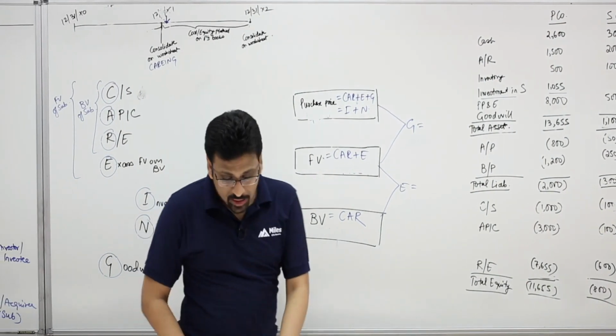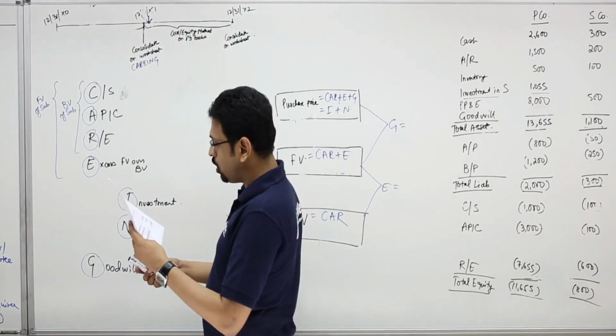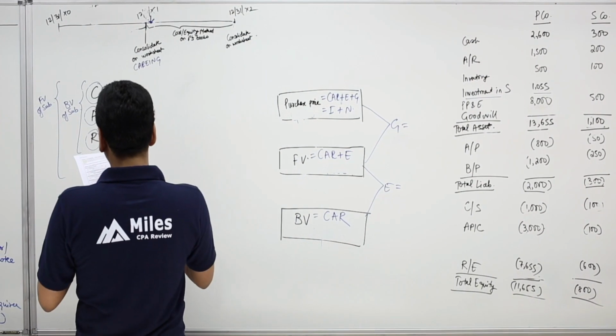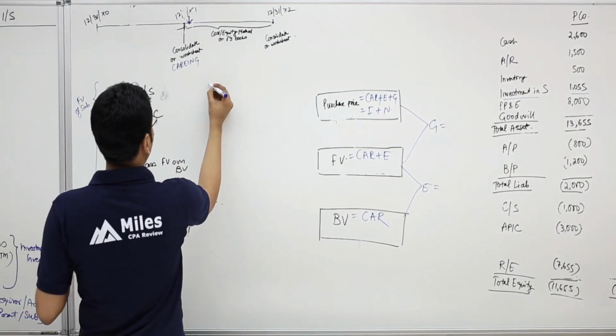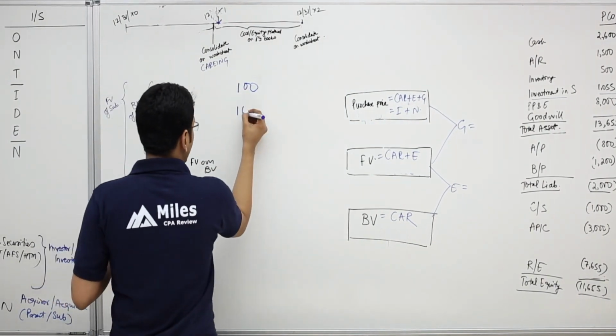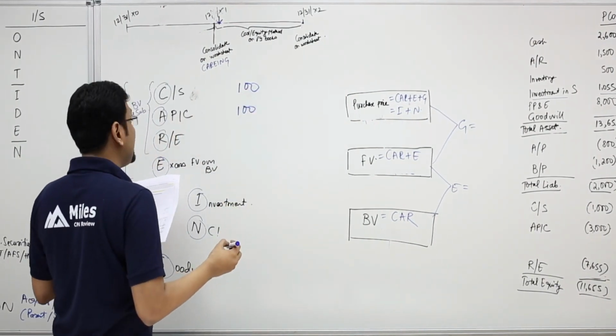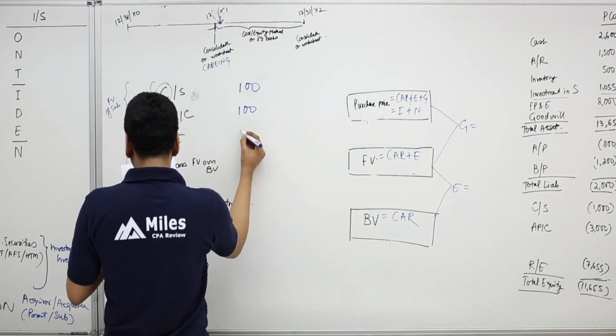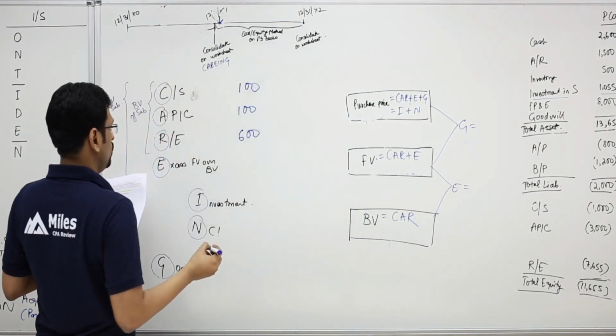What's the common stock of the subsidiary? The common stock of the subsidiary, that's $100. So you're going to have $100 here. What's the APIC of the subsidiary? That's still $100. What's retained earnings of the subsidiary? That's 400 plus 200, $600 now.